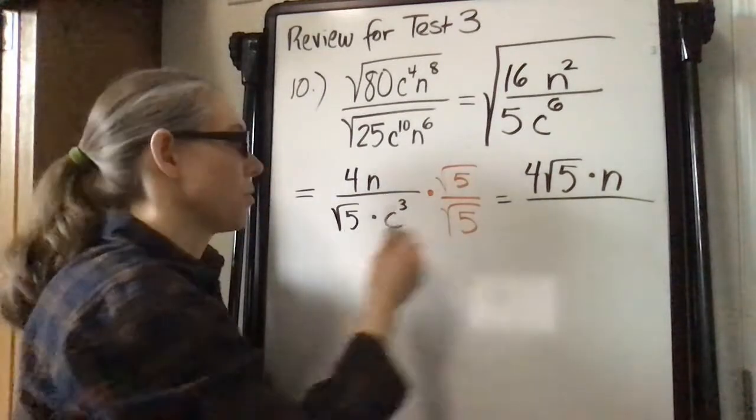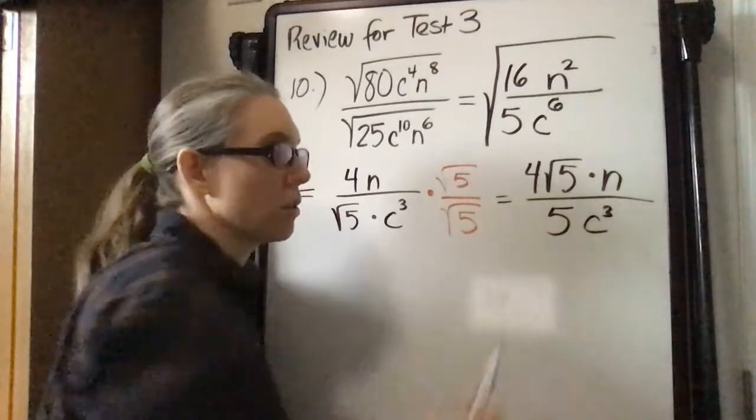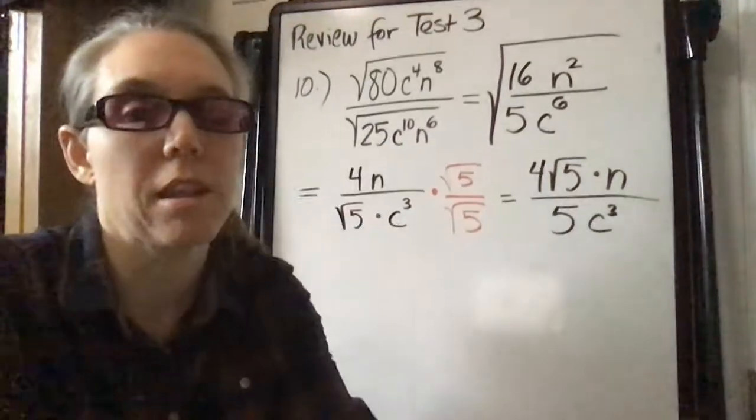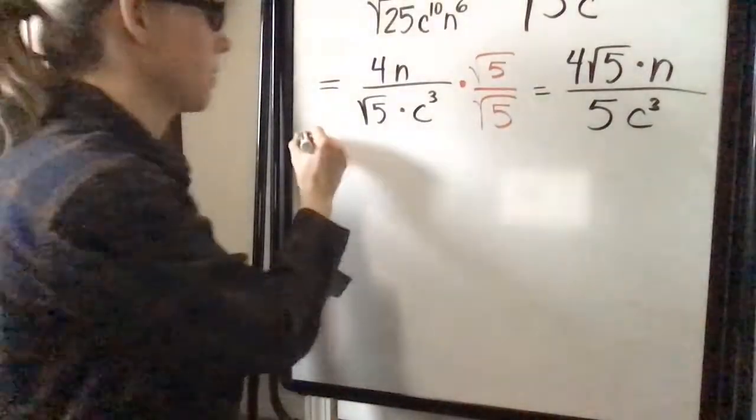Root 5 times root 5 is 5, and then we have c cubed. So you can do it that way. That's the reduce first and then simplify method. You can do the exact same problem again, a different way.